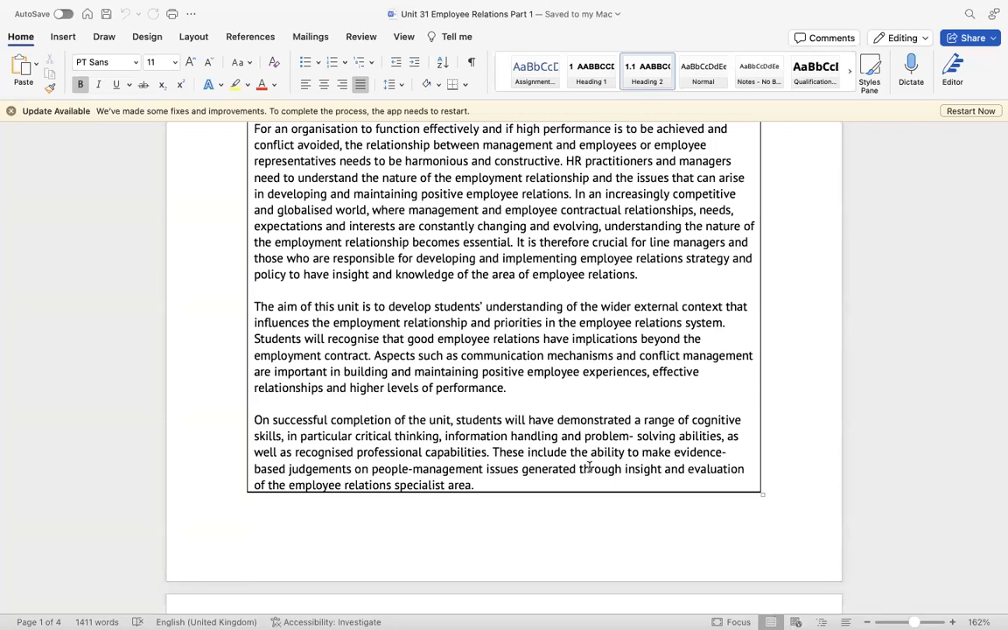Aspects such as communication mechanisms and conflict management are important in building and maintaining positive employee experiences, effective relationships, and higher levels of performance. Again, we went through all of these in LO2 and LO3, how it's important to manage conflict in the first go, and keep a positive relationship between employees and also their experiences in the organization. For this, we mentioned you can take stay interviews, surveys from them, feedback sessions wherein you can ask them what's going wrong, what's going right. And if they give suggestions, we listen to them as managers or employers and give them solutions to their problems, essentially. And also motivate them to perform better and higher.